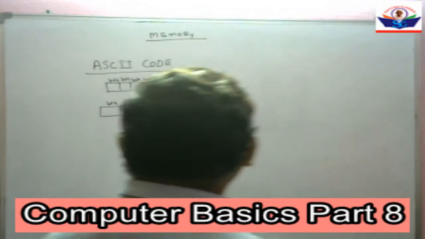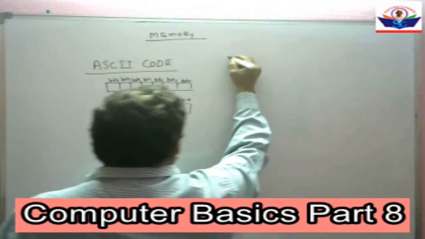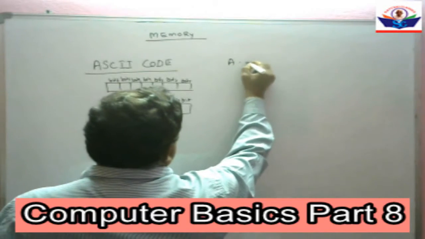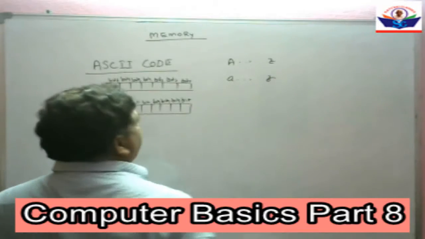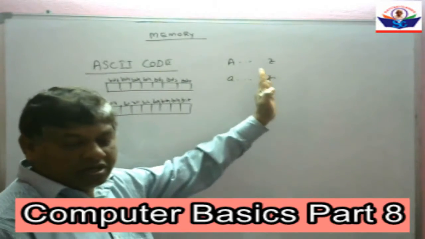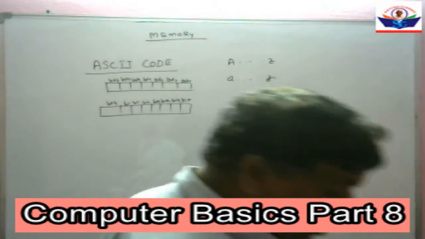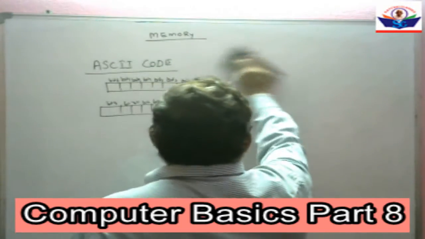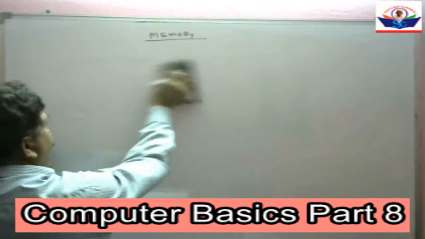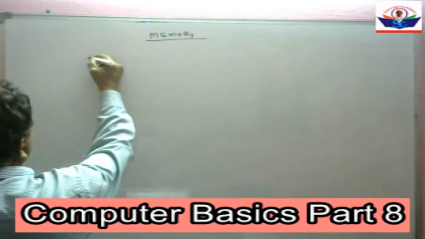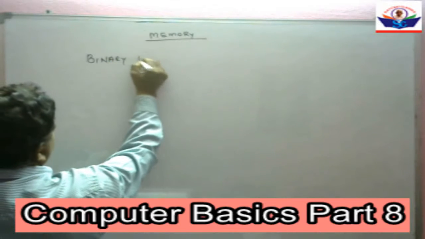And we have discussed how the letters, the alphabet, that means capital letters A to Z and small letters a to z, are converted to the ASCII code, and again the ASCII code is converted to binary numbers. So a bit is a single digit. Bit is a binary digit. What is a bit? It is a binary digit.